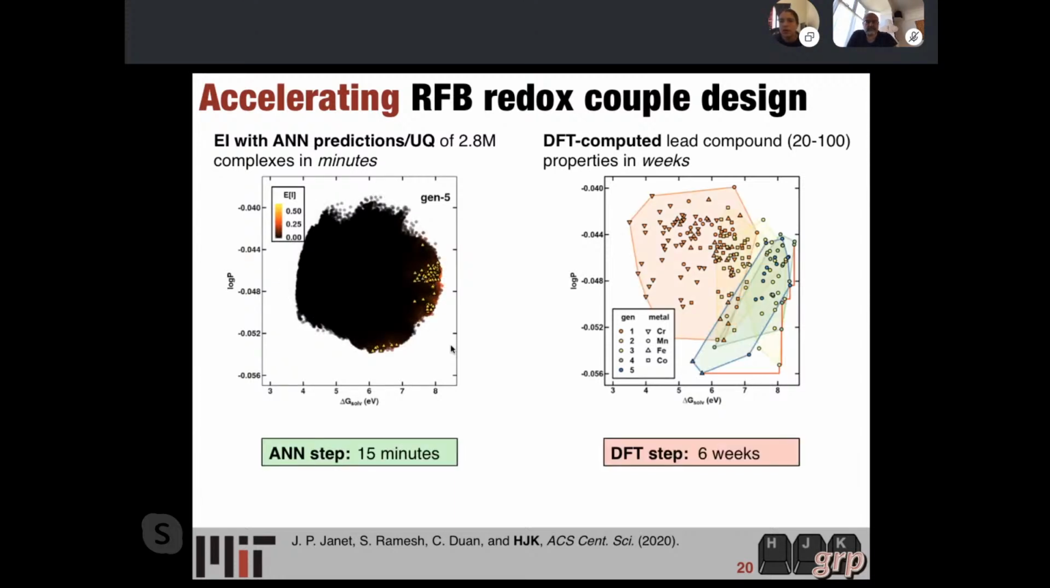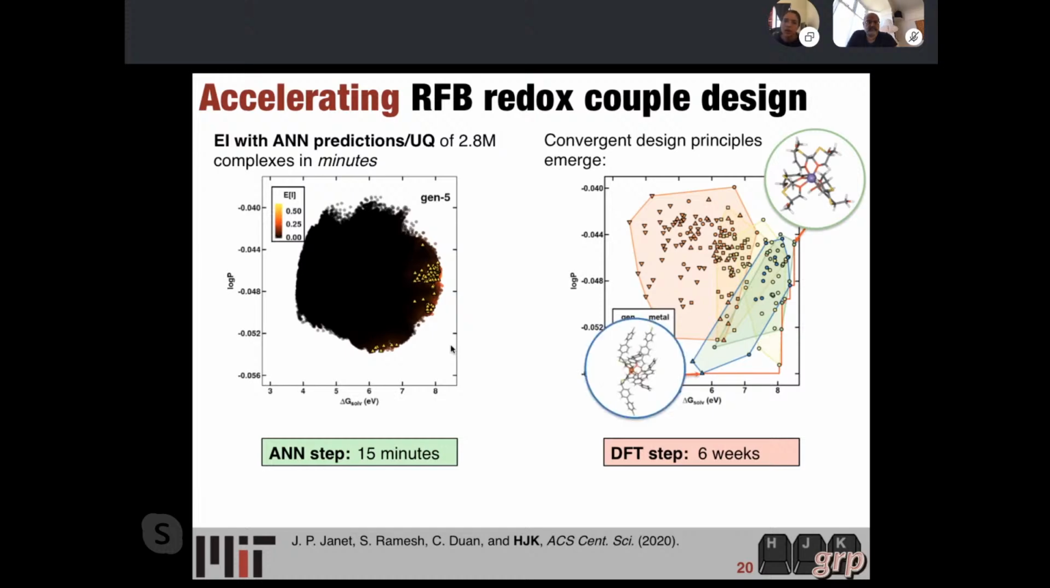And so this is what it looks like. You can see only in the last generations do any of the points appear in the Pareto front, and also design rules emerge. So most of these complexes that sit on the Pareto front all have the same manganese high spin center with oxygen coordinating atoms and sulfur in the ring.